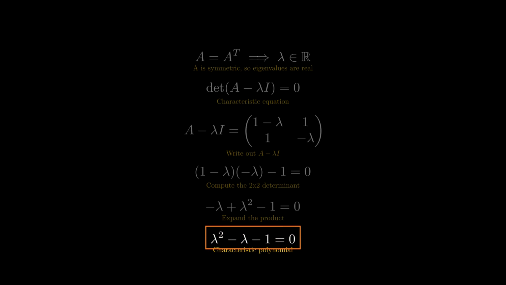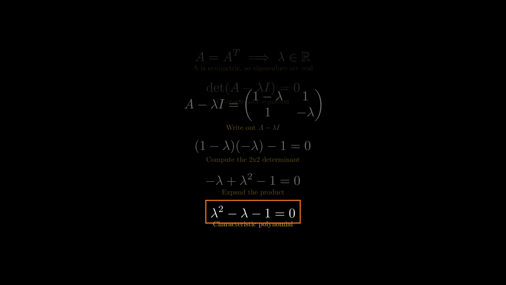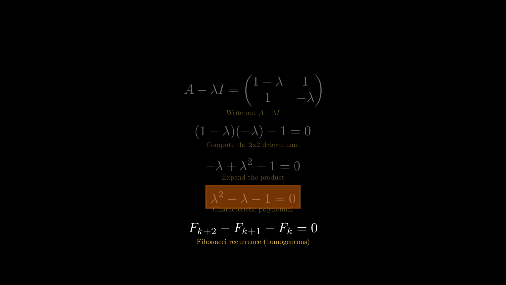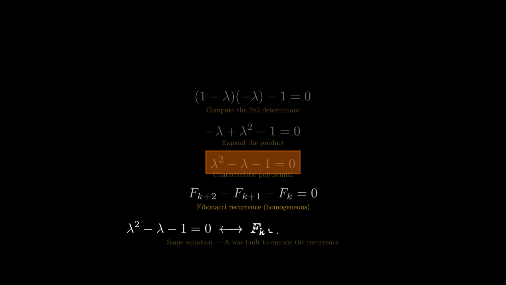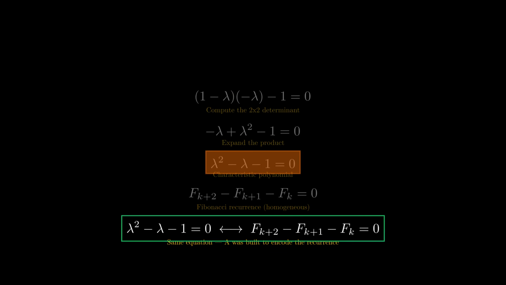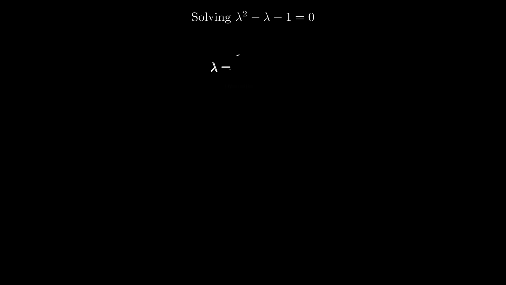Now pause on this. The characteristic equation is literally the Fibonacci recurrence in disguise. If you rearrange f_{k+2} minus f_{k+1} minus f_k equals 0, you get exactly the same shape. That is not an accident. We built A to encode the recurrence, so its characteristic polynomial re-exposes it. Now apply the quadratic formula to lambda squared minus lambda minus 1 equals 0.